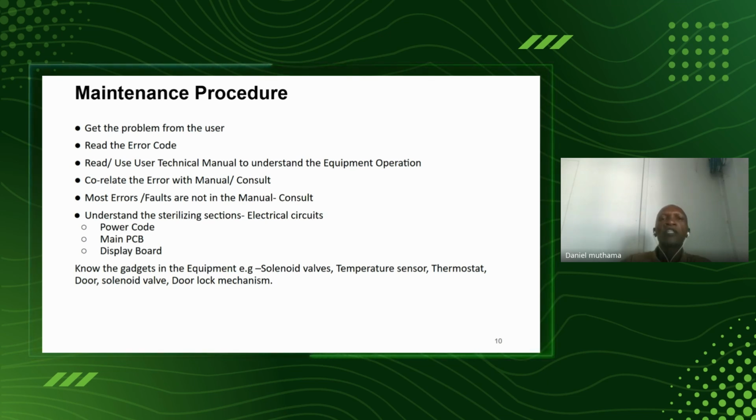After that, the engineer should be well versed with the user manual and the technical manual. There is a user manual and there is the technical manual to understand the equipment operation. Most of our machines, when they break, the engineer should be able to understand the user manual. Before you give your technical advice or before you repair the equipment technically, you need to understand first the user. Correlate the error with the manual. The error you have seen there, can you check with the manual whether the manual is saying what the problem is?